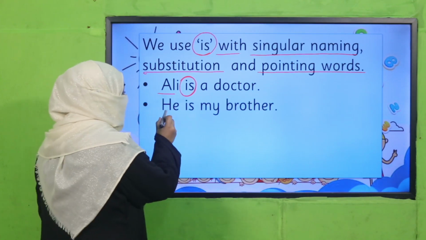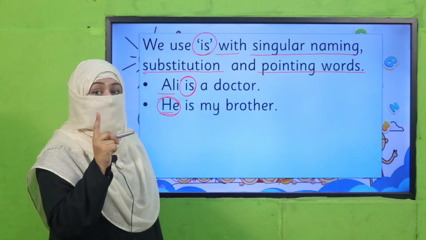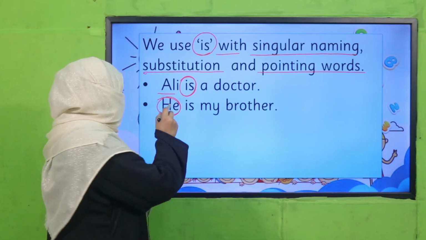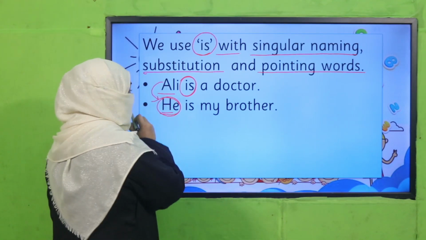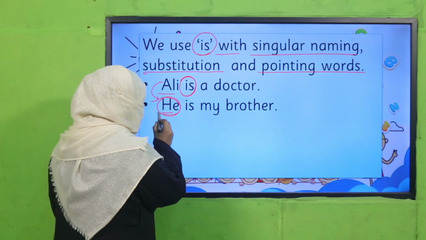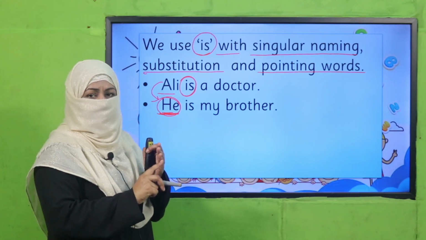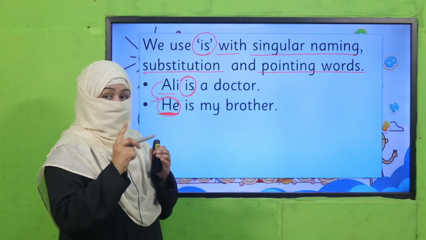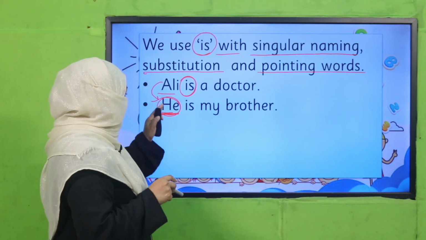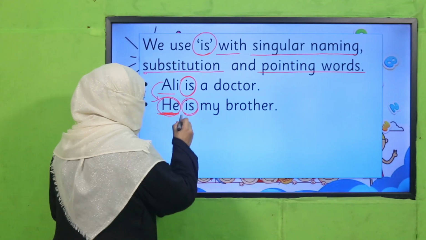Next is he is my brother. Now we know he means one. It is a substitution word for a male naming word. Remember, we have learned in detail. So whenever it's a singular substitution word, he, she, it, these are singular, and am is different. Okay, we'll study about it. He is my brother. So he is singular, so we will use is with it.